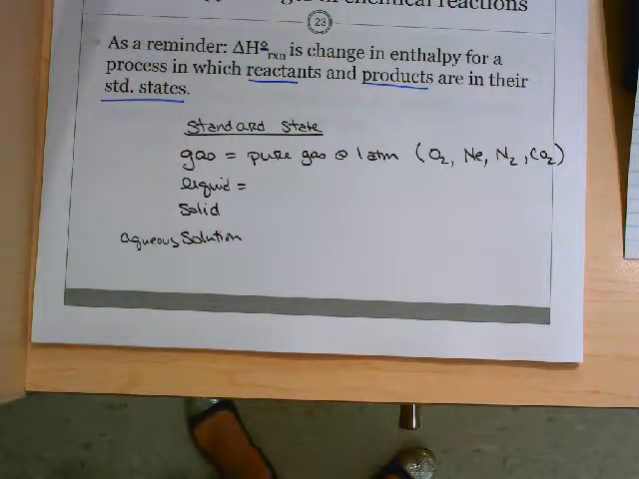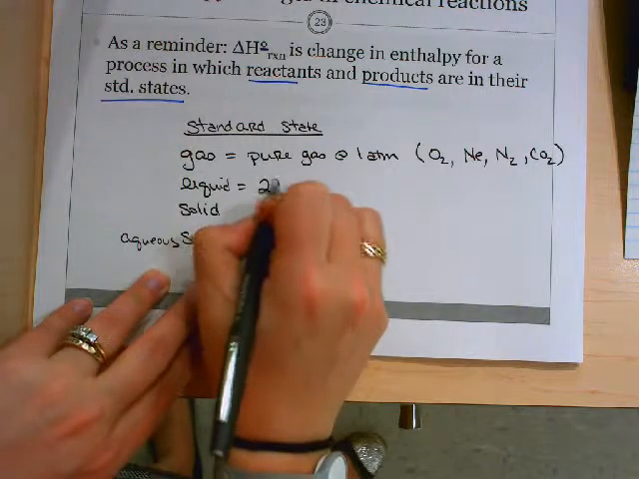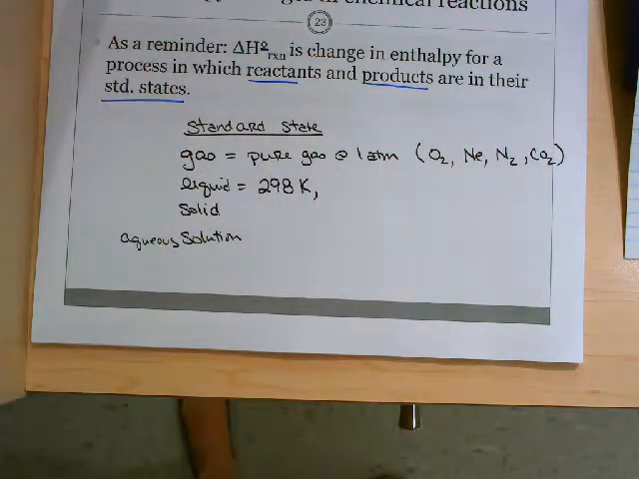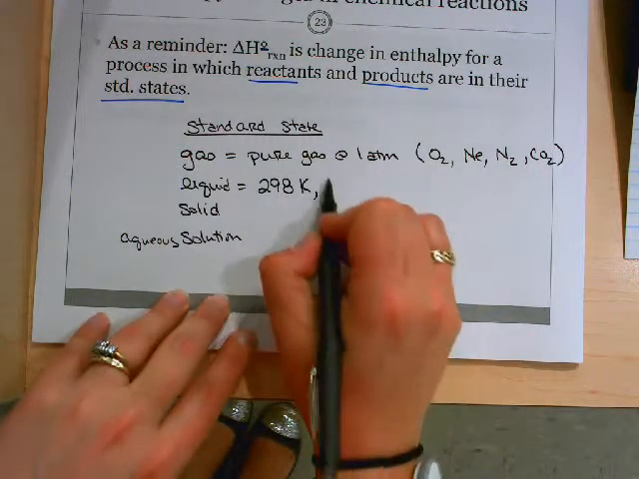Alright, if I'm thinking about a liquid, what temperature do we consider normal liquid temperature? 25 degrees Celsius. I'll just go ahead and put it in Kelvin. What pressure should an ordinary boring liquid be at? 1 atmosphere.